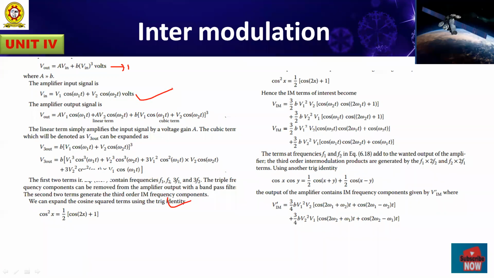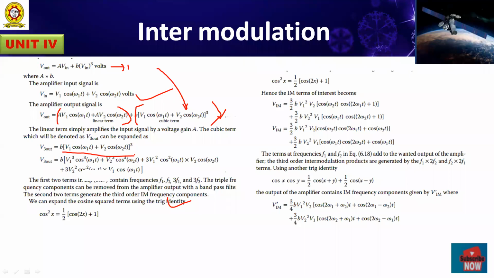So what is the final output signal? Substitute this in this equation. So you have V out equal to like this, equation number 3. In this equation number 3, we have a term called the linear term and a term called the cubic term. So from this analysis, what is the cubic term here? BV1 cos omega 1t plus V2 cos 3 omega t.